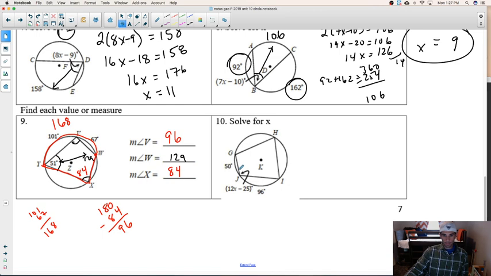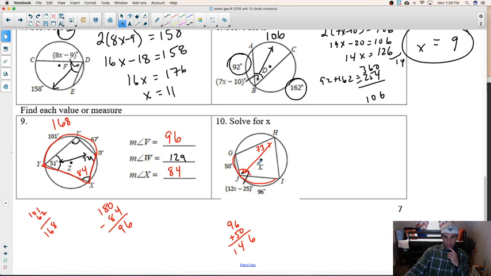Same question here. Okay, solve for x. Well, these are the two angles that are most important, right? So what I could do, okay, first I can take a look at this 50 and this 96. Add those two up, and that's going to give you 146. Now if you go ahead and take half of the 146, okay, because again, angle H is created from this arc, that's going to give you 73.